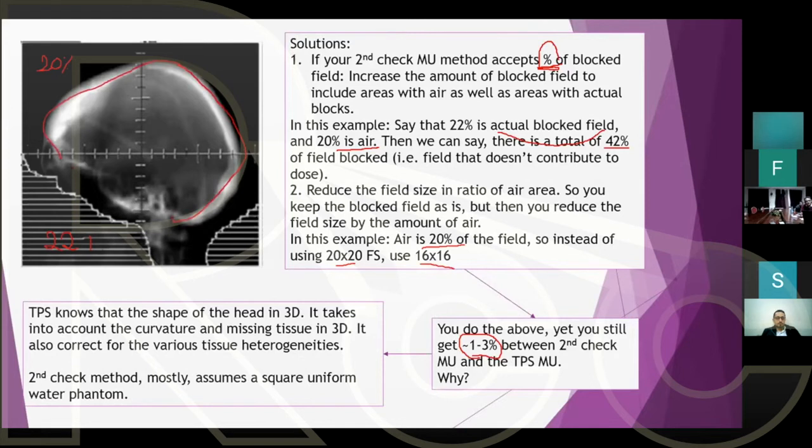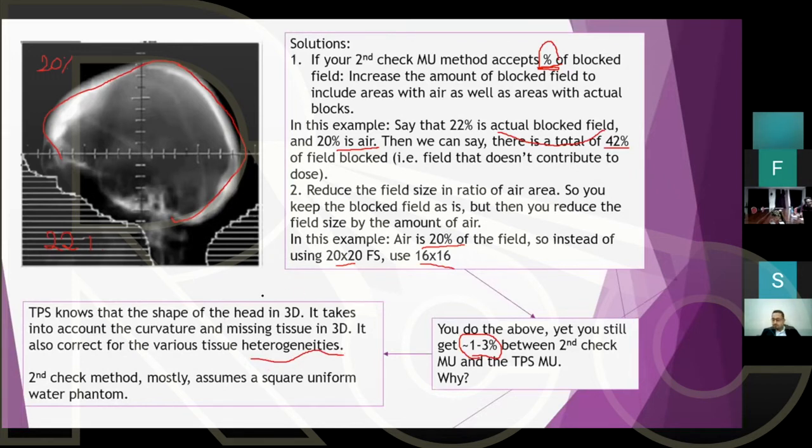And this shape is in 3 dimensions, like an egg. If you look at it from the back, from the inferior part, the egg maybe looks circular. If you look at it from the superior part, it has this conical shape. So the planning system knows all this information, as well as all the tissue heterogeneities in the path of the beam. So the brain is water, that's correct.